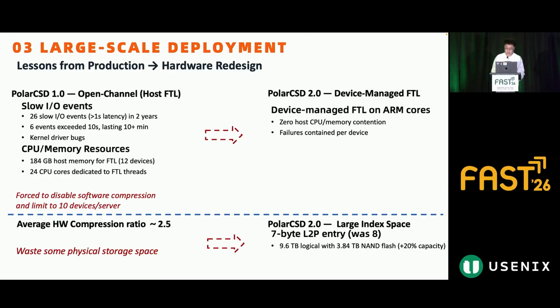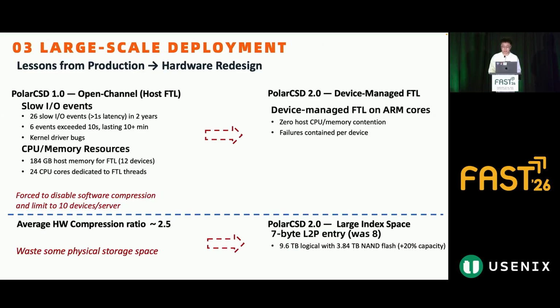The first problem is stability. We observed many slow IOs exceeding 1 second, with some exceeding 10 seconds and lasting more than 10 minutes. And some kernel bugs bring down the entire server. The second problem is resource consumption. The host-based FTL consumed 184 gigabytes of memory and 24 CPU cores per server for just 12 devices. Because of this overhead, we had to disable software compression and limit deployment to only 10 devices per server.